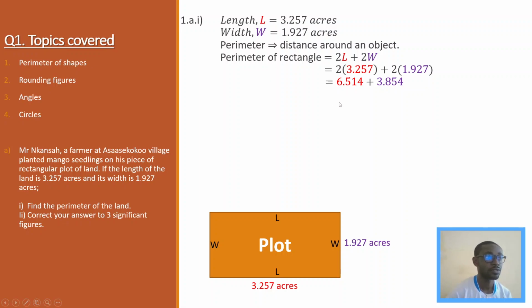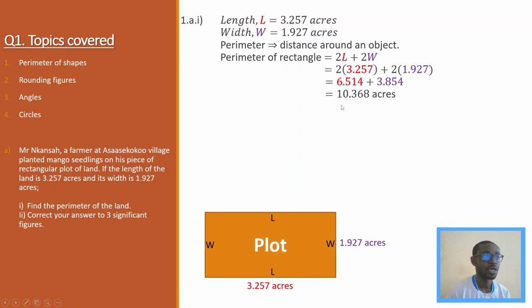So when you're done, you do this addition. You sum these two figures. That is 6.514 plus 3.854, and that is going to give you 10.368. You see, when we are done, we added our units here. Don't forget about the units. It is very important. If you leave it, you may be penalized. So when you are done and you get your answer, don't forget your units.